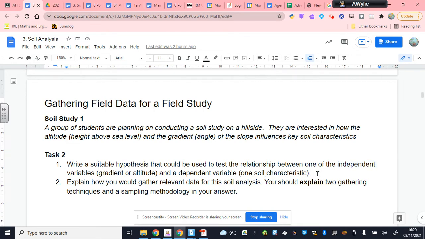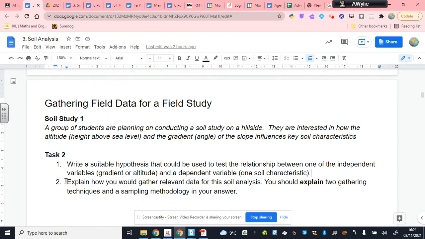What you should do once you've written the hypothesis, so what you believe will happen, so either as the altitude increases or gets higher or the gradient increases, what do you hypothesize is going to happen to the dependent variable? You should also explain why you think that's going to happen. So a sentence actually says the steeper the slope will cause whatever soil characteristic you've picked to change in this way. You'd want to say why.